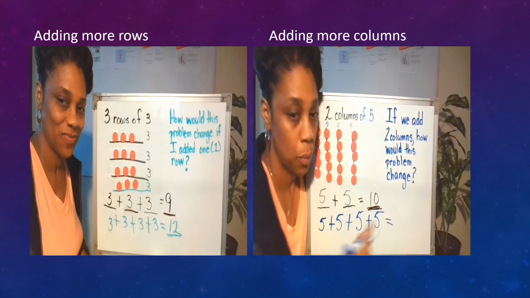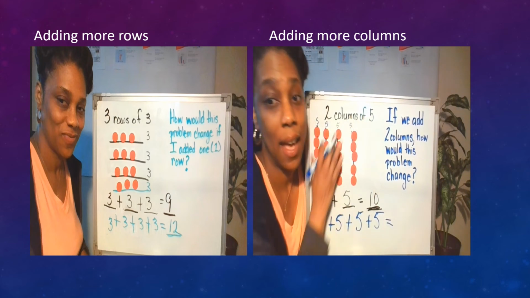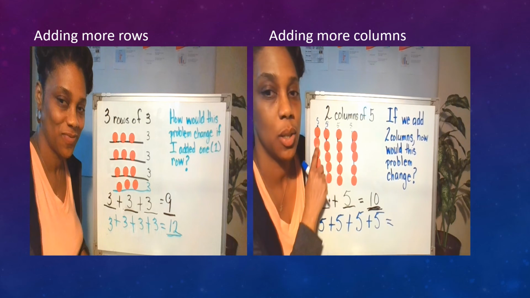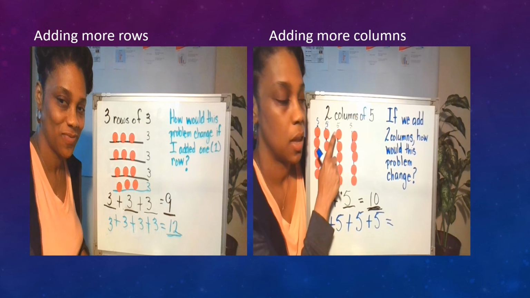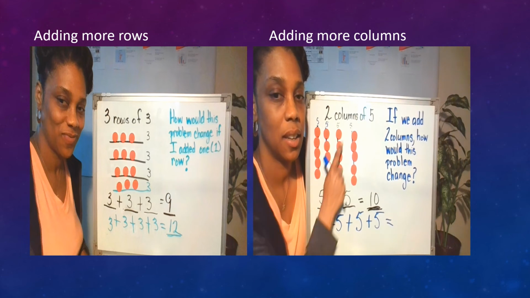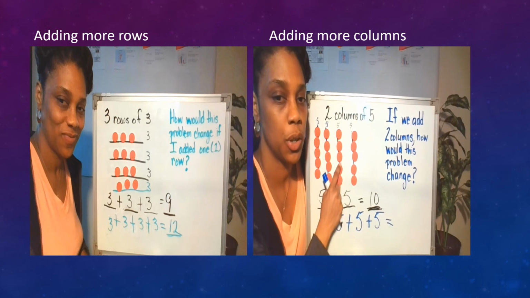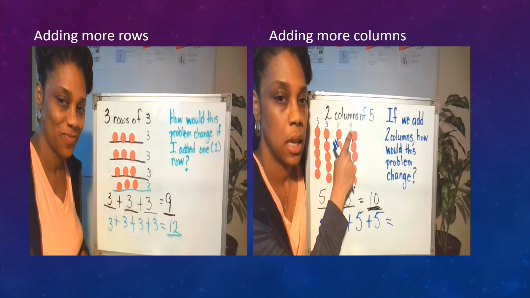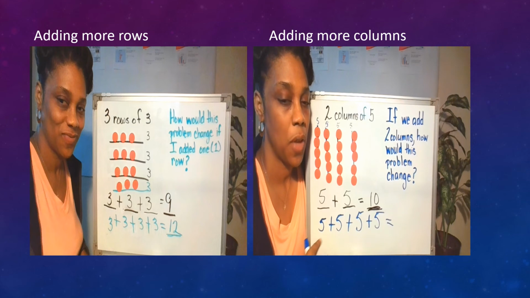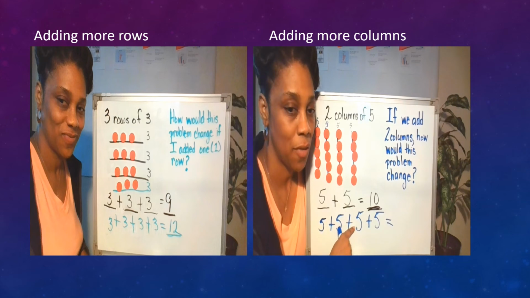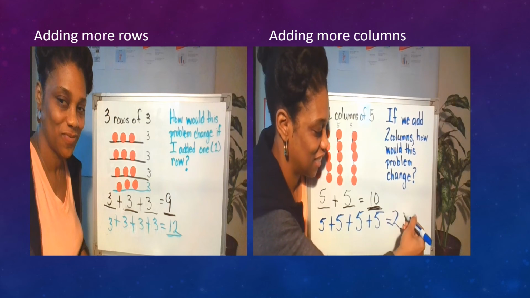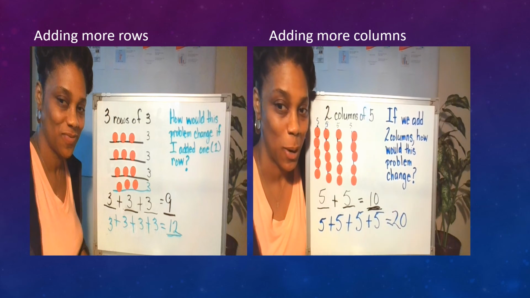Now, let's see what that will equal in total. So that means I have to count everything together. Let's do that. 1, 2, 3, 4, 5, 6, 7, 8, 9, 10, 11, 12, 13, 14, 15, 16, 17, 18, 19, 20. So 5 plus 5 plus 5 plus 5 equals 20. I knew you were a smarty pants.